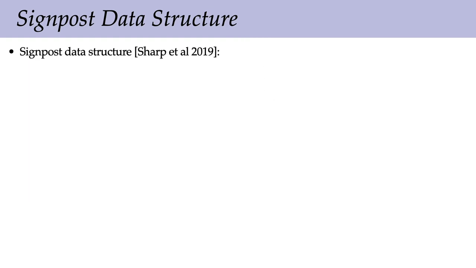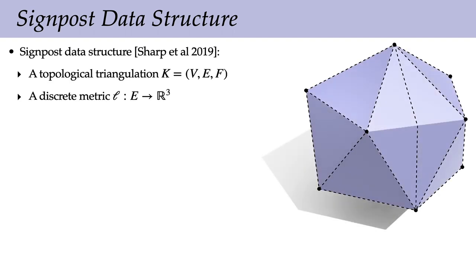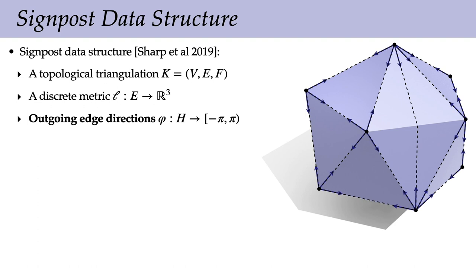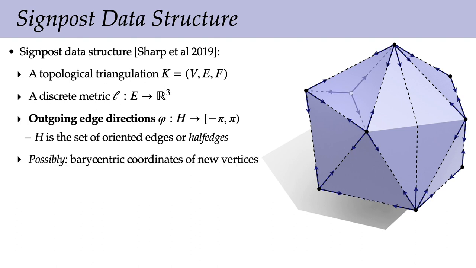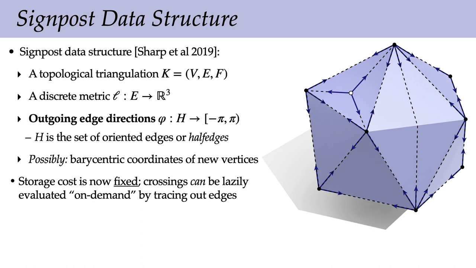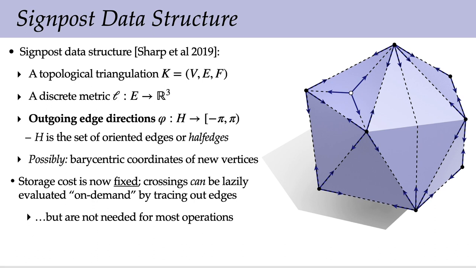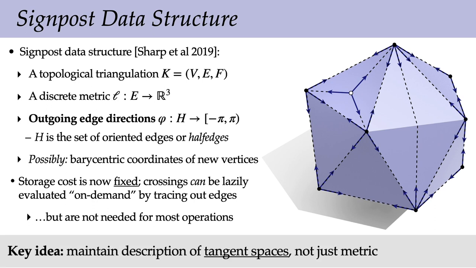In more detail, this signpost data structure is going to store the usual topological triangulation, a list of edge lengths, but also the outgoing edge directions. So for each oriented edge, or what is commonly called a half edge, we can store the outgoing angle relative to our local coordinate system. We might also store barycentric coordinates of any newly inserted vertices. Unlike the explicit overlay, where we're changing the size of the mesh as we flip and so forth, the storage cost is now fixed, and we have crossings that can be lazily evaluated on demand by tracing out edges, by walking along these signpost directions. The good news is that we actually don't need to know where these crossings are anymore for most of our operations. So the key idea of the signpost data structure is to maintain not only a description of length and distance, but also a description of tangent spaces.